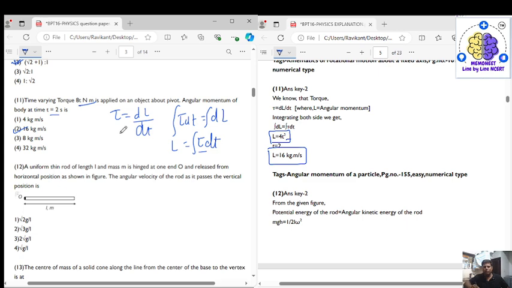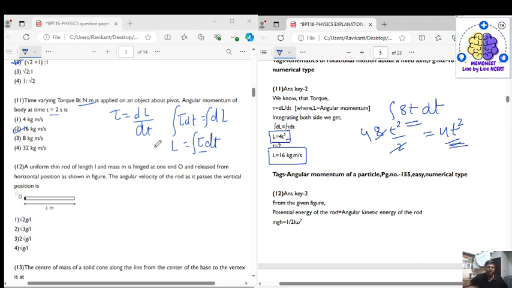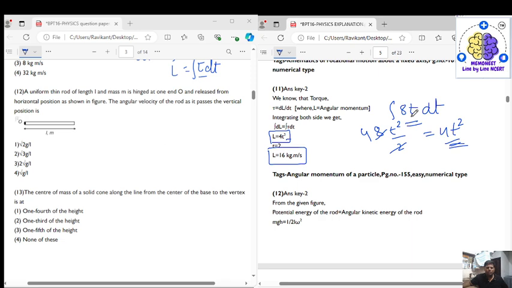If we want clarity for integration, here we are integrating 8t dt, right? So it will be equal to 8t square upon 2. So this 2 will cancel out and this is 4. So this is equal to 4t square. So integrating 8t will give 4t square, right? Now next come to question number 12.